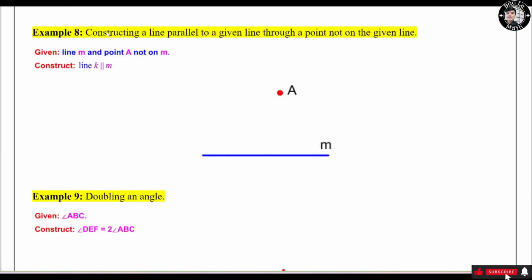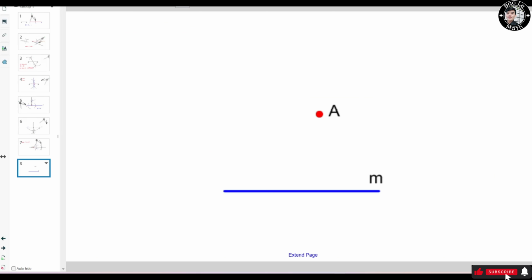Example number 8. Construct a line parallel to a given line through a point not on the given line. Alright, so you're given the line M right here and a point A not on the line M. Now you're going to construct a line K passing through point A and parallel to line M, right? So how do we do it? Now first step, you're going to use a straight edge to sketch a line that passes through the point A and intersects the line M at point B.